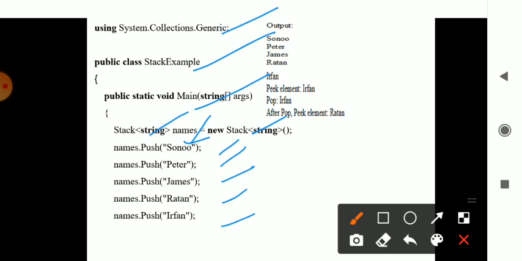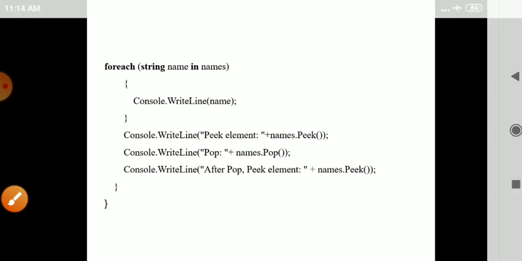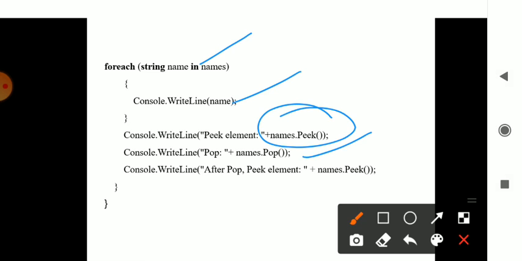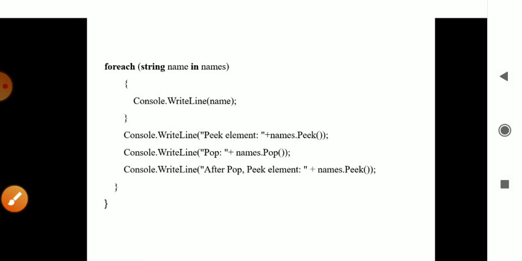You can check the other part also here. You have the foreach loop, string name in names, and you have names.Peek. It's nothing but the element at the top, which will be considered and popped. After the popping, the next element on top will be printed. So you can check the output here.